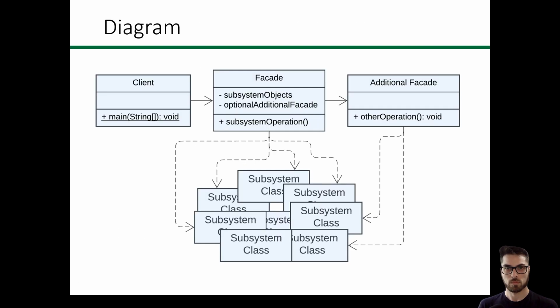Let's take a look at the diagram. So here we can see the class diagram that represents the facade design pattern. Here on the left, we have the client, which is the piece of code that is going to interact with the facades. Here at the center, we have the facade, where we can have objects representing references to the subsystem classes or the libraries. It provides methods or interface methods that enable us to interact with the libraries. And again, if it gets too complex, we might break it into different additional facades to interact with different parts of those libraries.